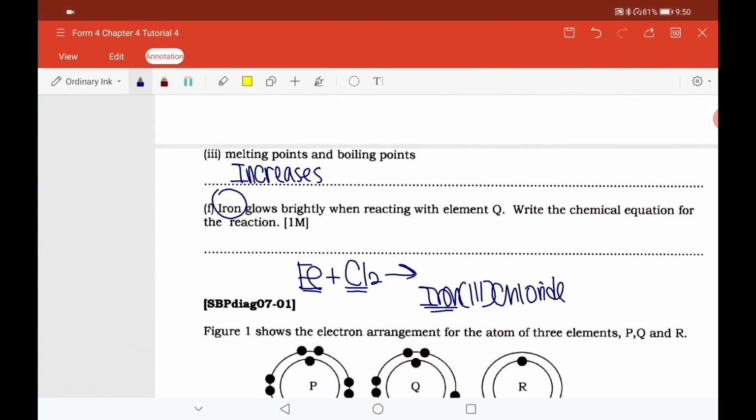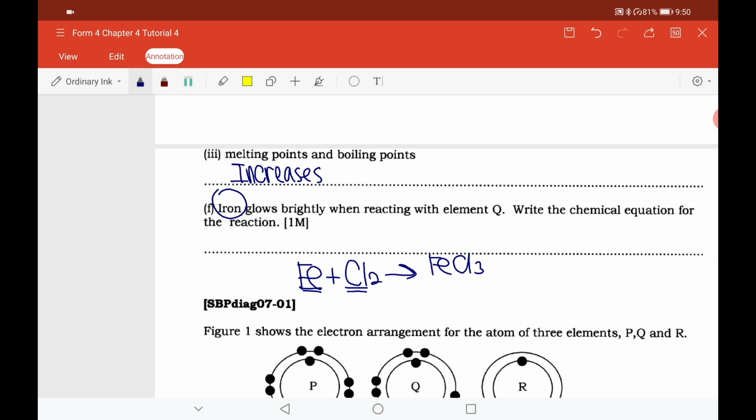So what is the formula for iron 3 chloride? We can predict it. Iron 3, the charge is Fe 3 plus. Chloride, the charge is Cl minus. So they have different charge. We do a cross method. So this is number 3 and this is number 1. From here we get FeCl3. So that is the formula. Now we need to balance the equation. So let us balance the equation.